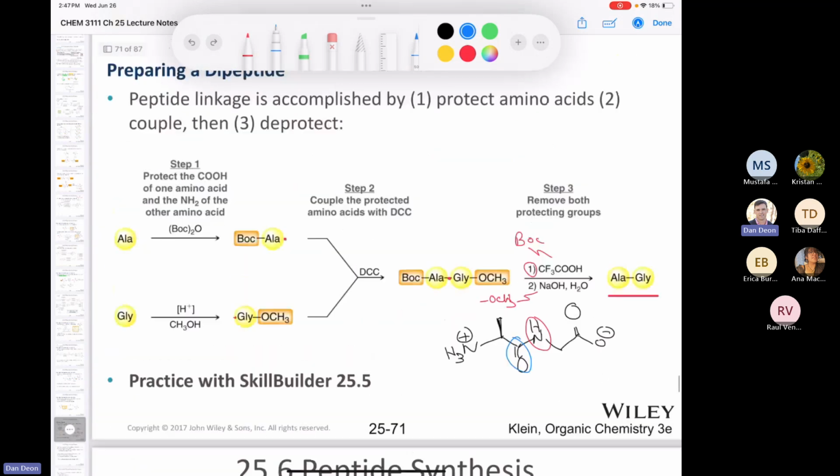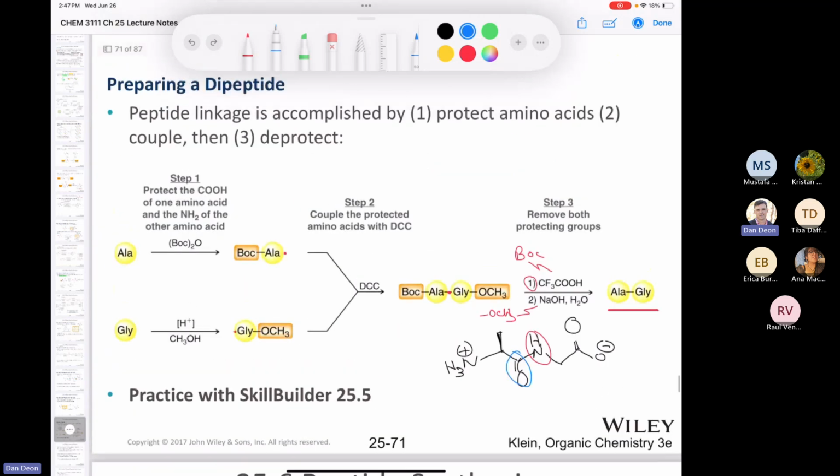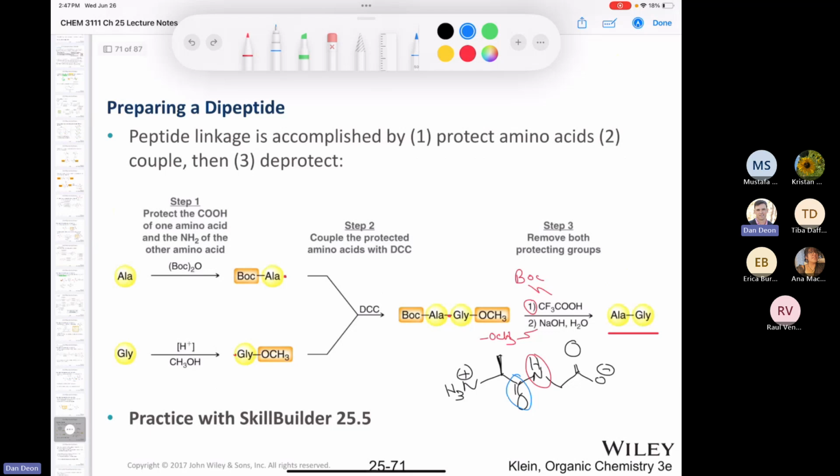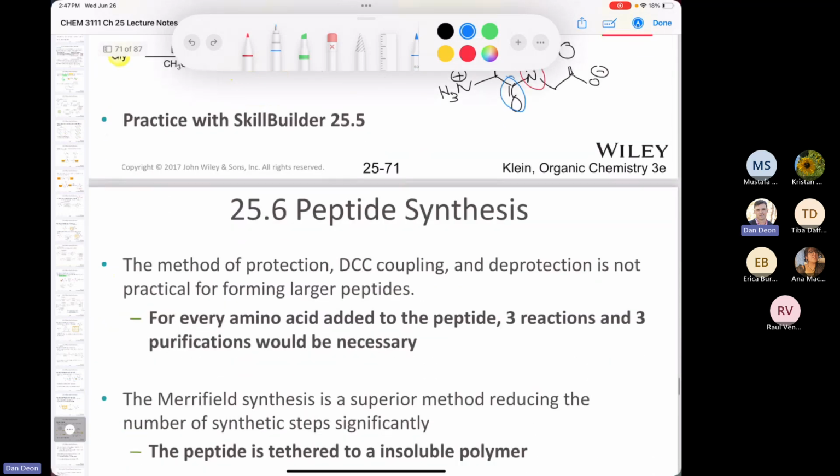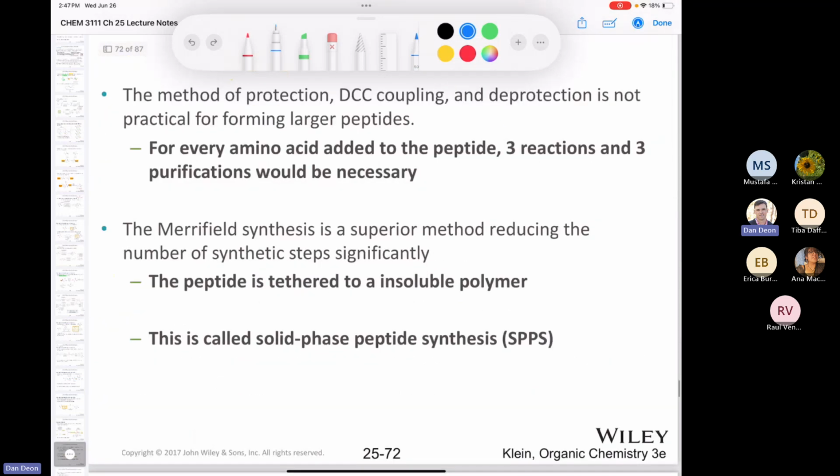Doing this method and then protection and deprotection and protection and deprotection, theoretically it would work, but you guys have maybe done some work in the lab, and you know what it's like. You put all these reagents in a flask and then you end up with this tiny little bit of product and you're like, where did it all go? So it's not going to work if you try to make big peptides. Unless the reactions are really high yielding, you're going to end up with nothing in the end.